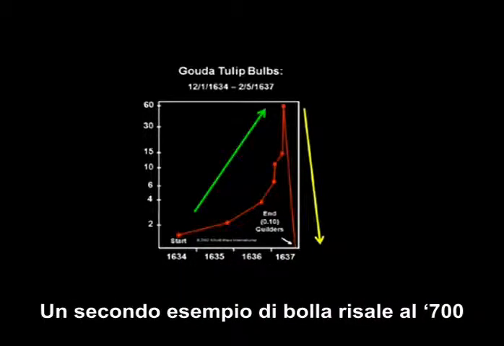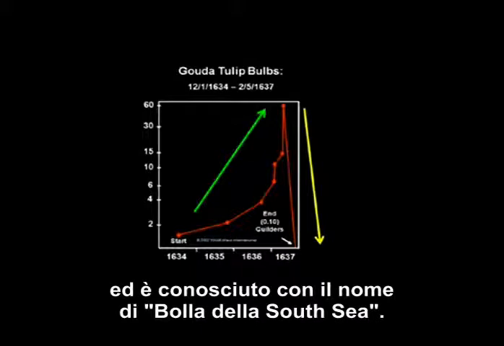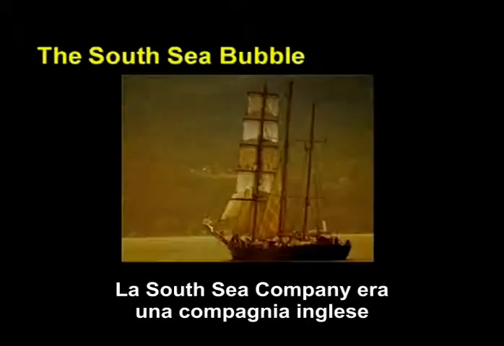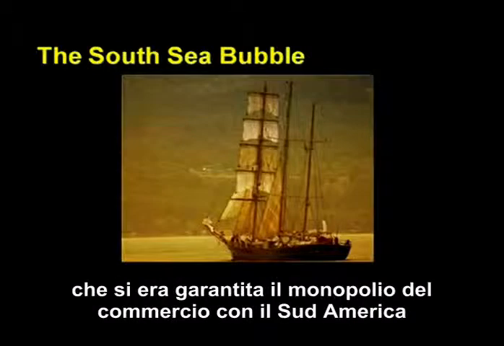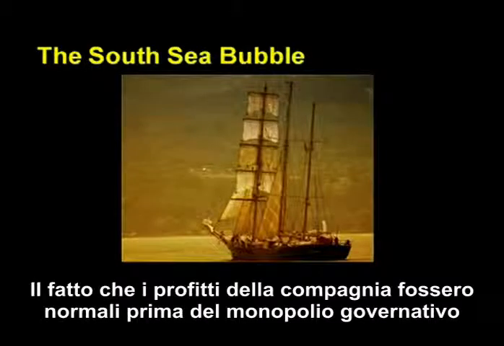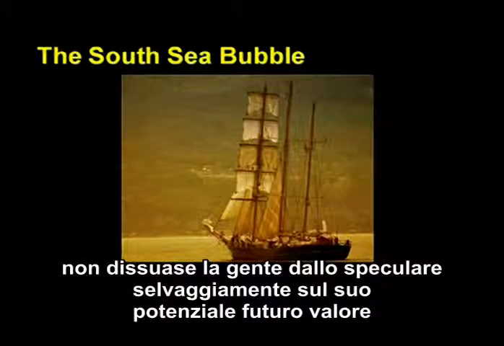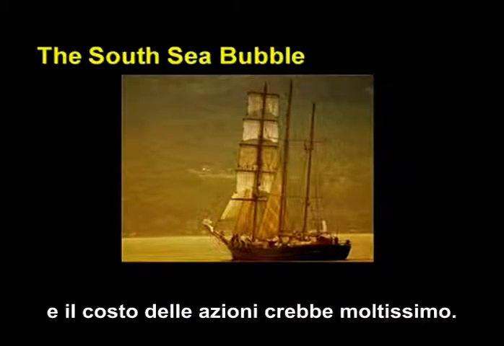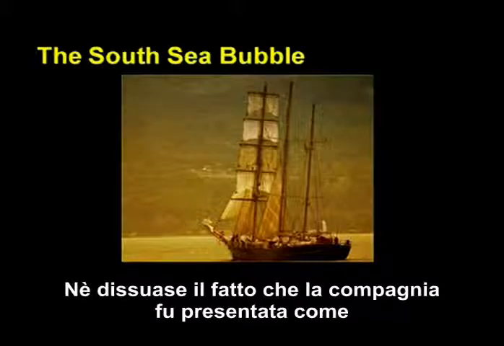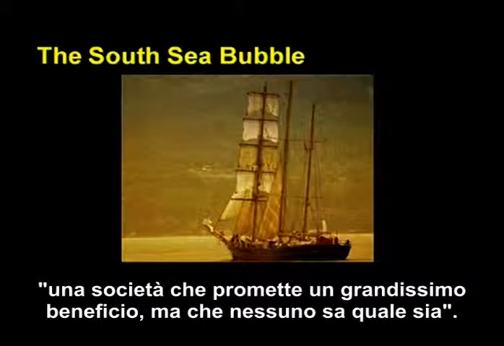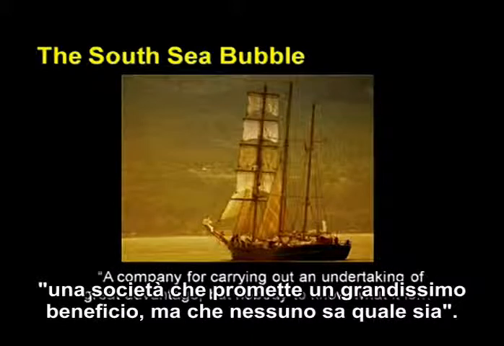A second example of a bubble comes from the 1700s and goes by the name the South Sea Bubble. The South Sea Company was an English company which was granted a monopoly to trade with South America under a treaty with Spain. The fact that the company was rather ordinary in its profits prior to the government monopoly did not deter people from speculating wildly about its potential future value, and the share price rose dramatically. Nor did the fact that the company was billed as a company for carrying out an undertaking of great advantage, but nobody to know what it is.